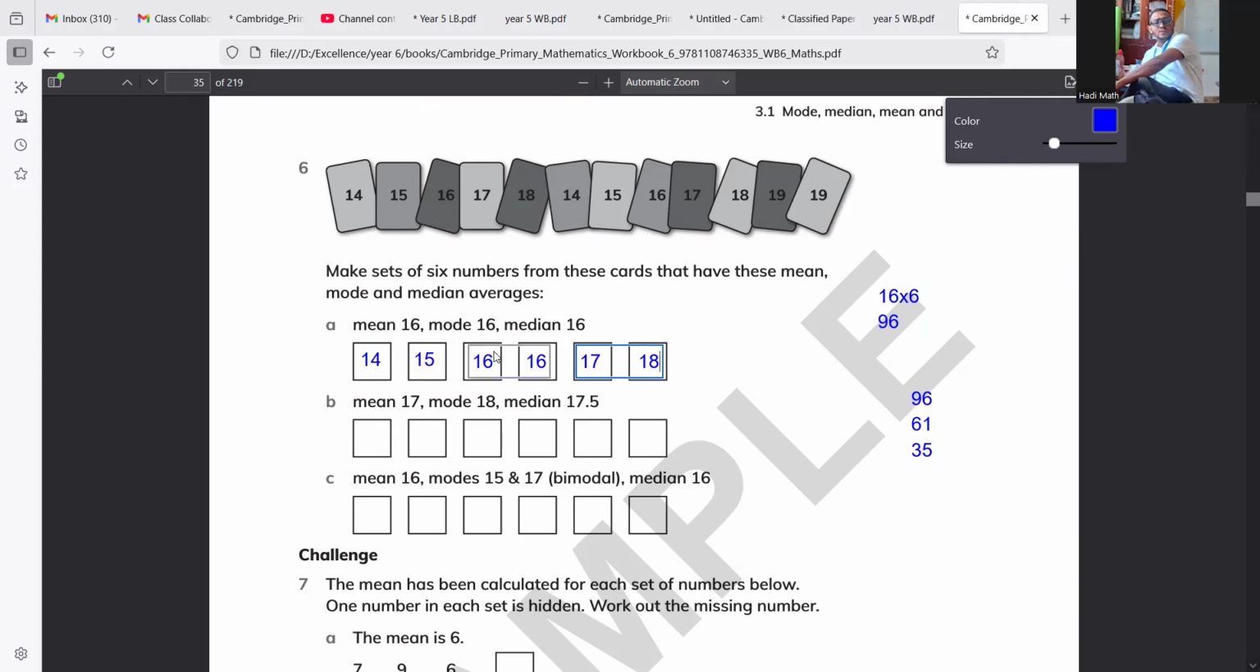Now, look, the mean is 16, yes. This 29 and 32 is 61, and 61 and 35 is equal to 96. And 96 divided by 6 is equal to 16. The mode is 16, yes, the most frequent will be 16. The median is 16, yes. That's it.